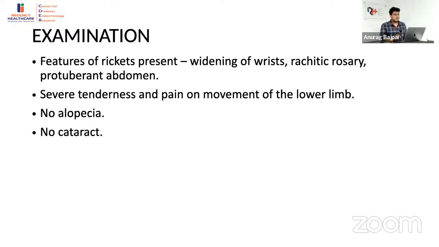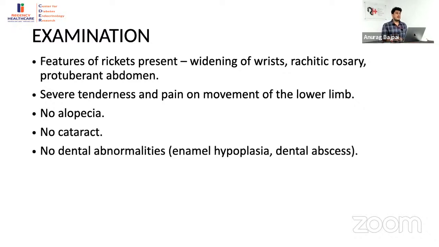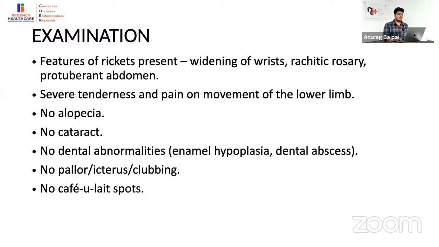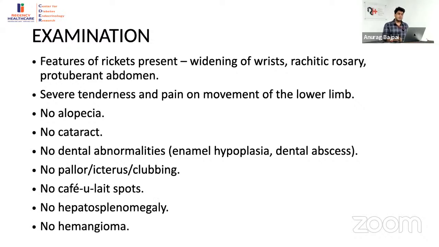So genetic, other than the normal ones, what are the syndromic causes? Syndromic, usually there are autoimmune conditions that are most commonly associated with distal RTA, which basically involve systemic lupus erythematosus and Sjögren syndrome. There were no dental abnormalities in the form of enamel hypoplasia, which is commonly seen in hypocalcemic rickets, and also no dental abscess, to rule out the possibility of hypophosphatemic rickets. There was no pallor, icterus, and clubbing, to rule out malabsorption as well as chronic liver disease. No cafe-au-lait spot, to rule out the possibility of McCune-Albright syndrome. No hepatosplenomegaly, and also no hemangioma.